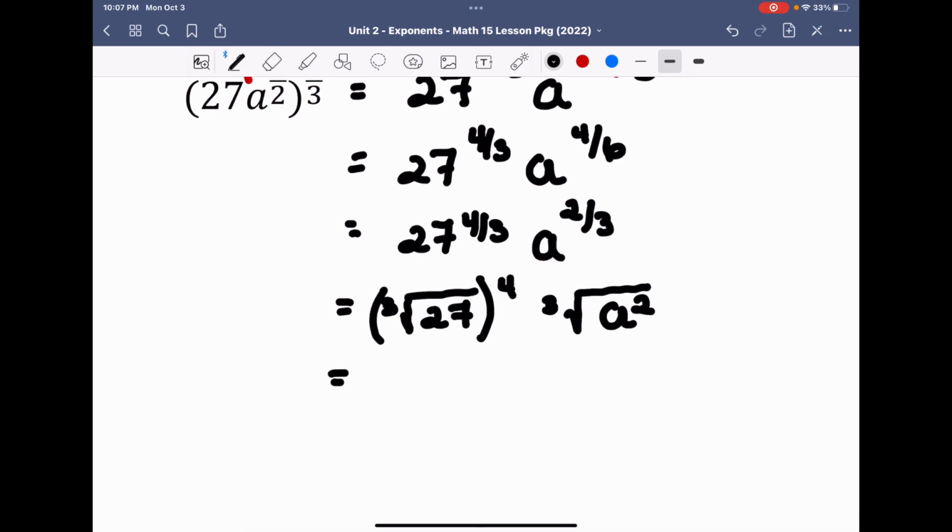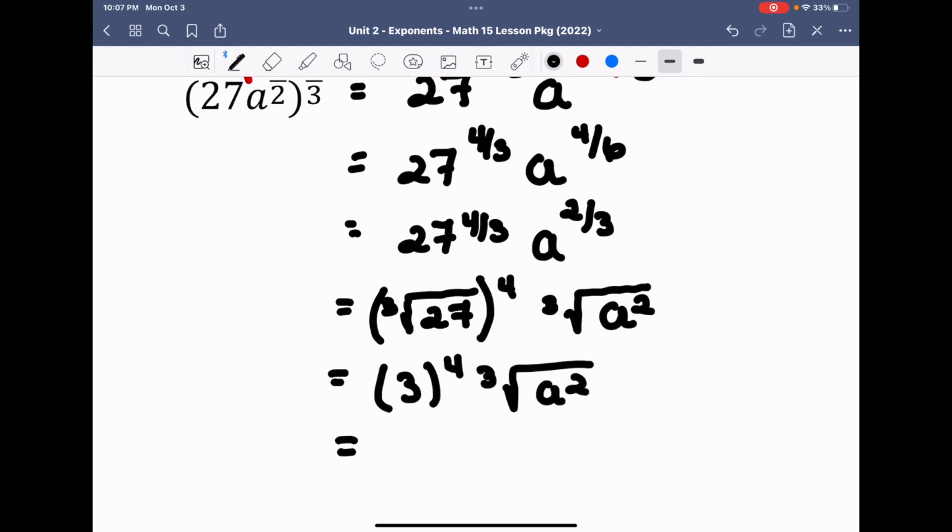So this is equal to, well, the cube root of 27, or 3 numbers that multiply together that are the same to make 27, would be 3. If I do 3 times 3, that's 9, and times 3 is 27. So I can convert the cube root of 27 to be 3, and this is raised to the fourth power. And then we have the cube root of a squared.